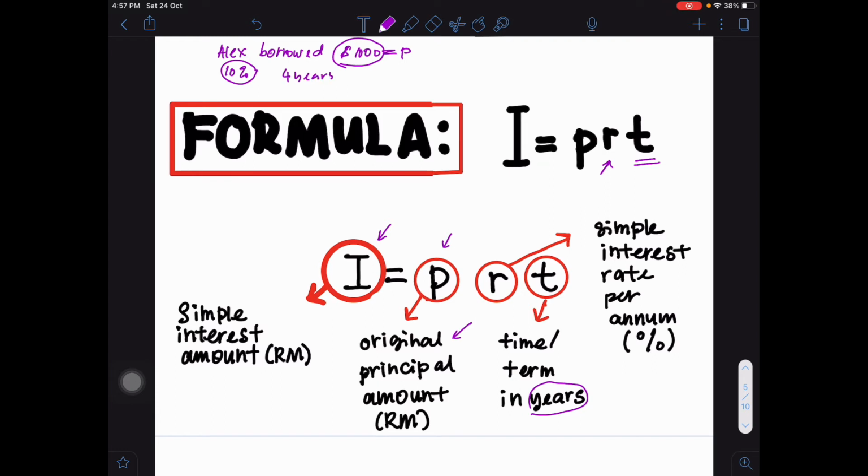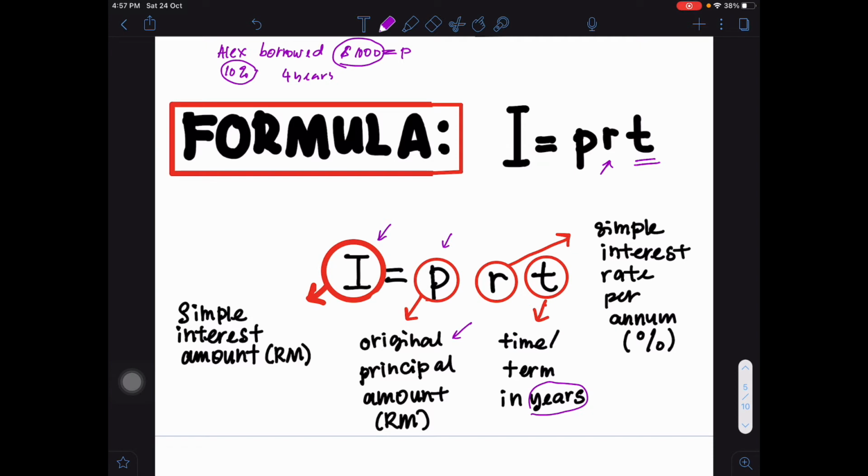Okay, so sekarang kita nak kira, we want to calculate how much is the interest Alex need to pay after 4 years. Okay, so bila dia nak bayar balik kepada bank, berapa banyak interest yang dia nak kena bayar instead of just pay for the $1,000 yang dia pinjam. So now we want to calculate how much is the interest Alex need to pay.